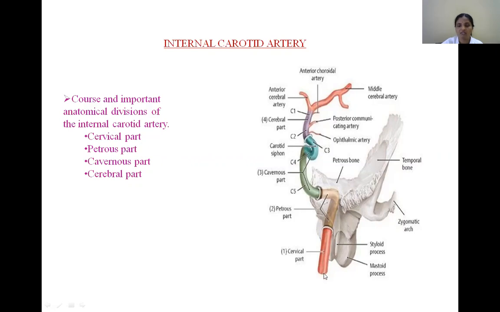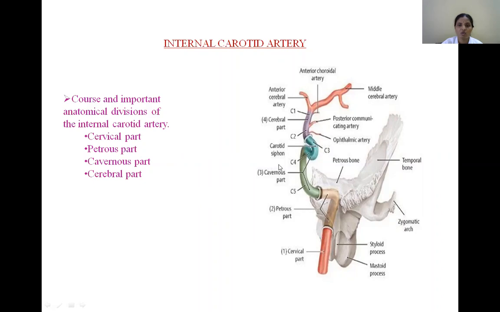So what is the extent of the internal carotid artery? From the level of the upper border of the thyroid cartilage to the carotico-clinoid foramen. So immediately after passing through this foramen, what happens? It bifurcates, meaning it terminates by means of the anterior cerebral and posterior cerebral arteries.